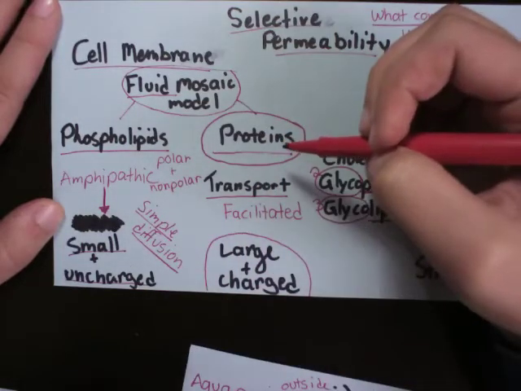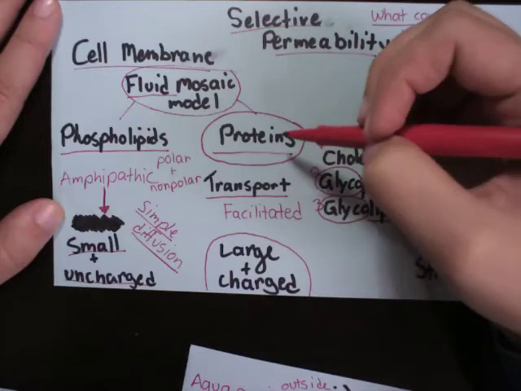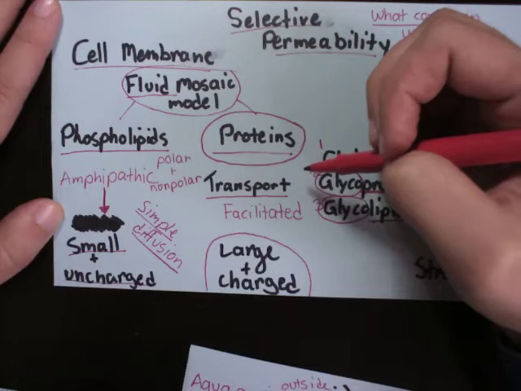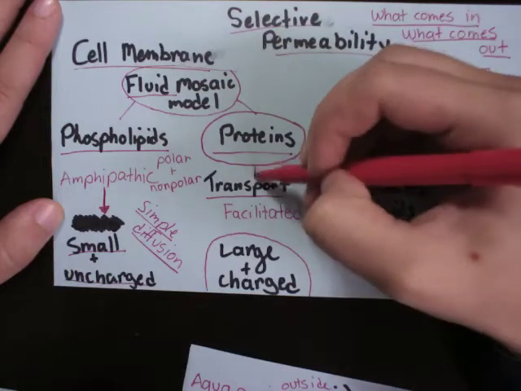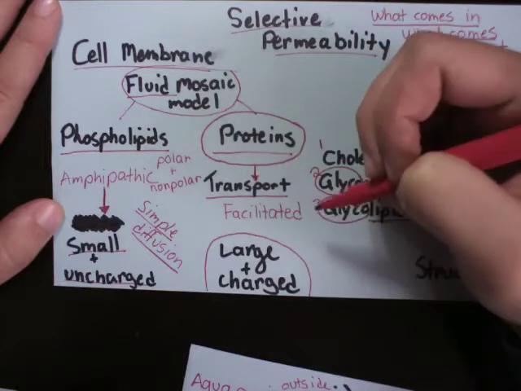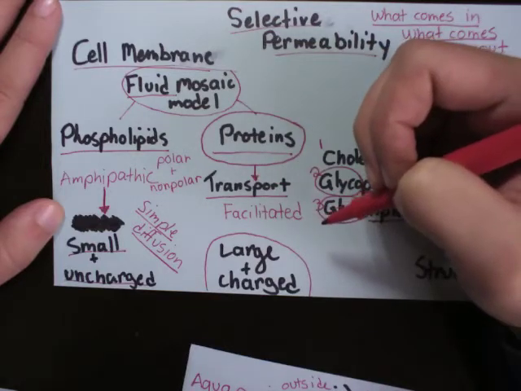The second co-star of our model is going to be proteins embedded in the membrane. Some of them go all the way through, some of them do not. They allow a type of diffusion that's called facilitated diffusion. It can also be called transport.